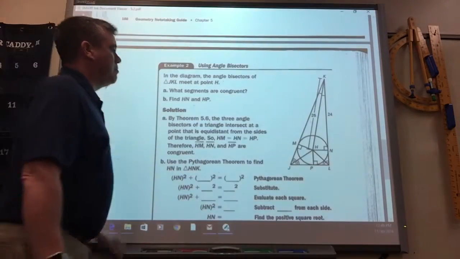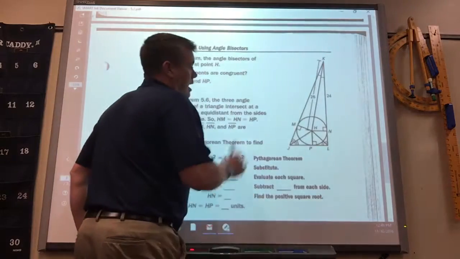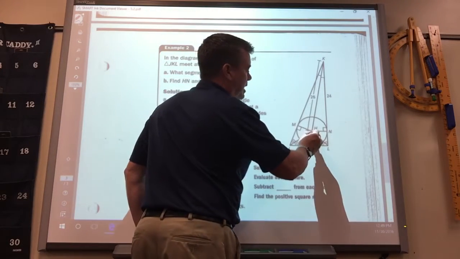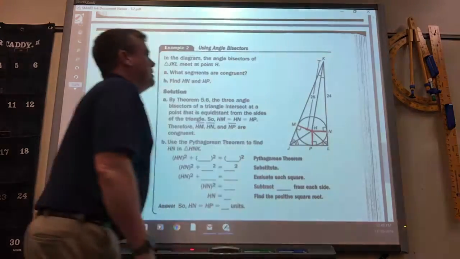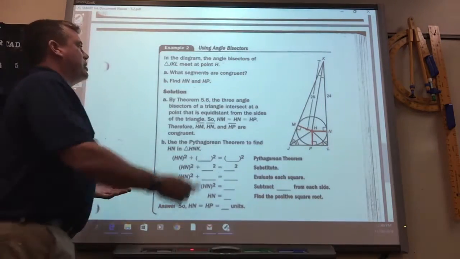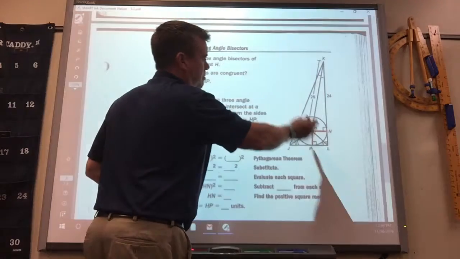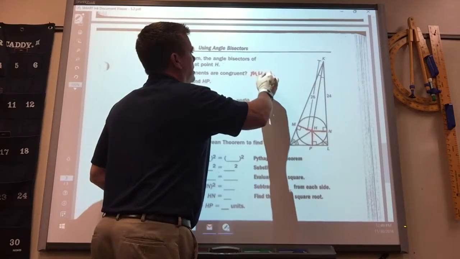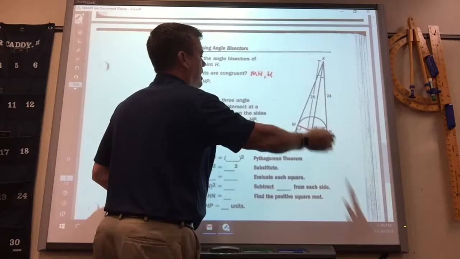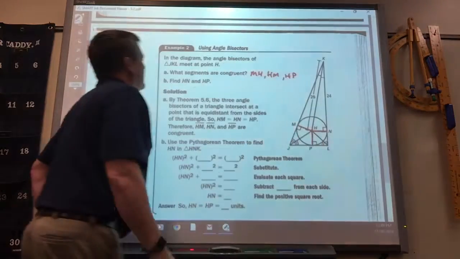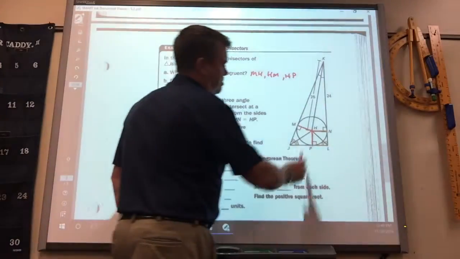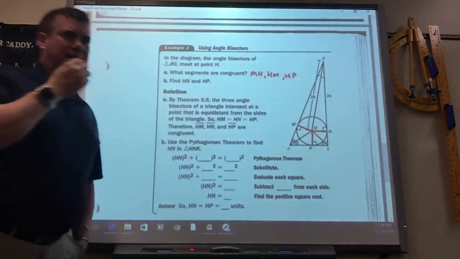Okay, here we got an angle bisector one. On an angle bisector, the point is the same distance from every side. So, which segments are congruent? It would be MH, HM, HP. Find HN and HP.